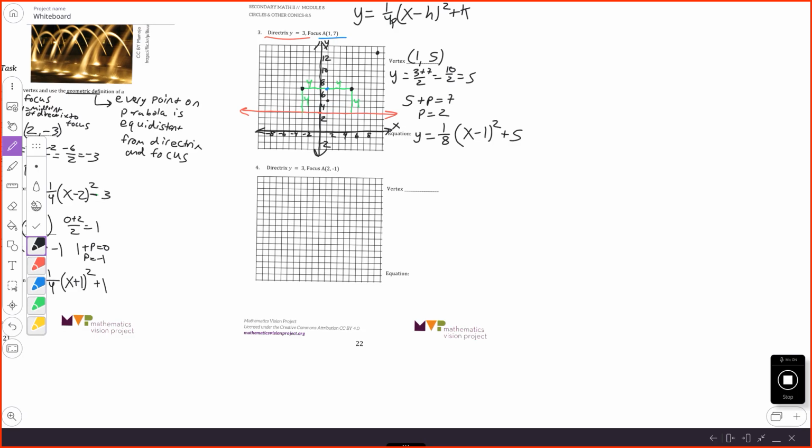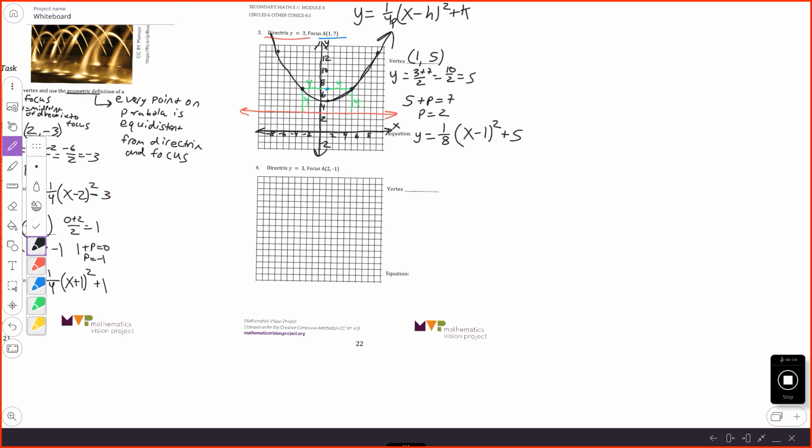And if it's 9, 13, then 4 over from negative 3, negative 4, negative 5, negative 6, negative 7, 13, because symmetry exists. And my parabola looks like that.